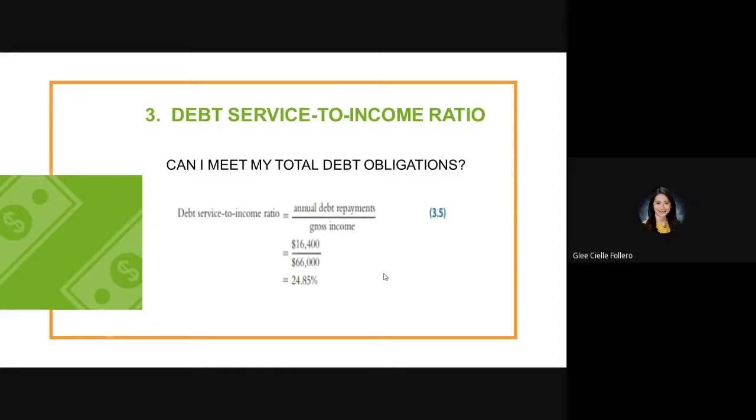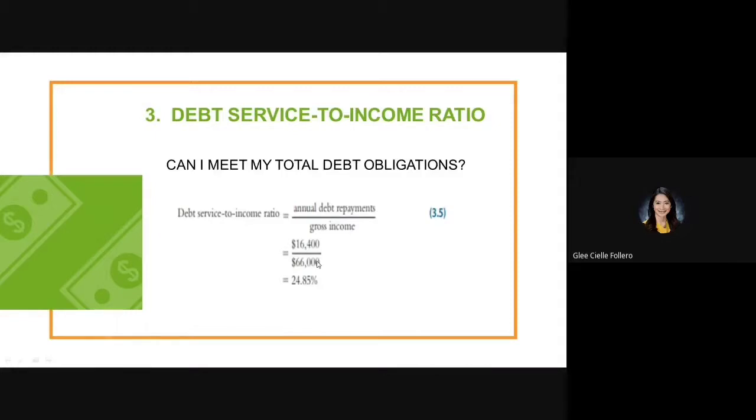A ratio of 0.36 or 36% or less is desirable. So kapag pataas na, kapag more than 36% or 0.36, it indicates of a unsuccessful finances. The formula to compute for the debt service to income ratio is equals to annual debt repayment. So when you say annual debt repayments, kasama dito yung mga mortgage payments over the gross income.